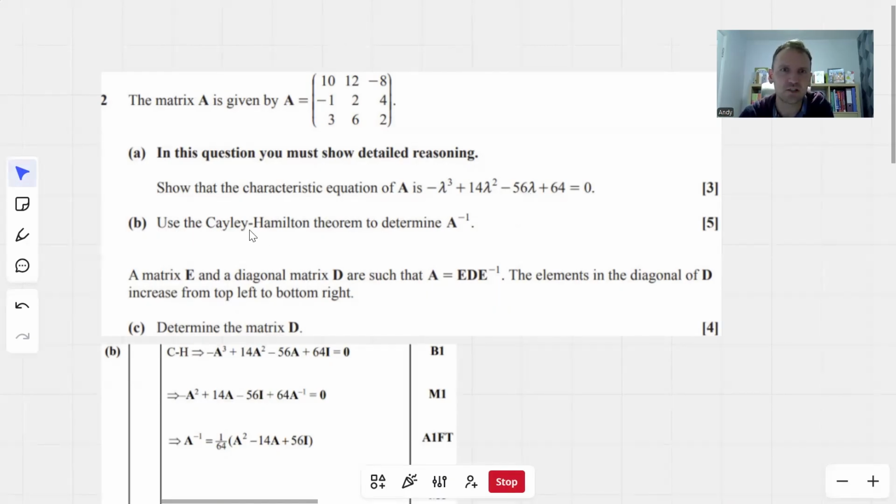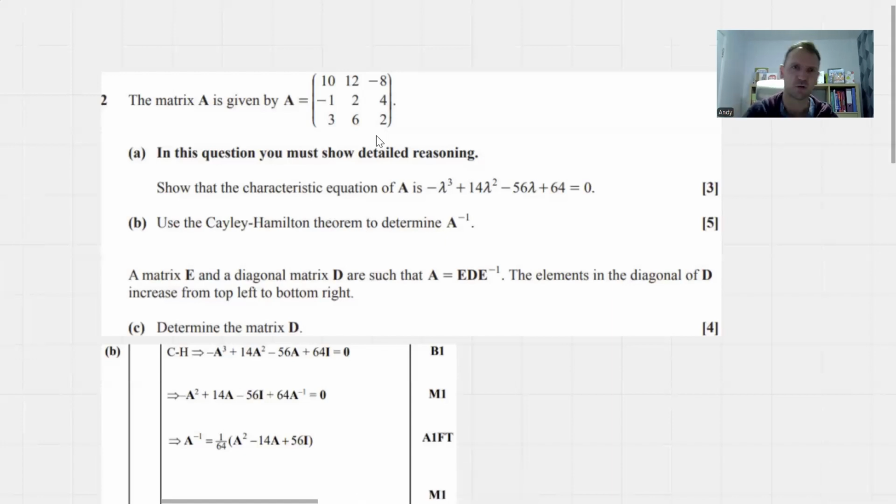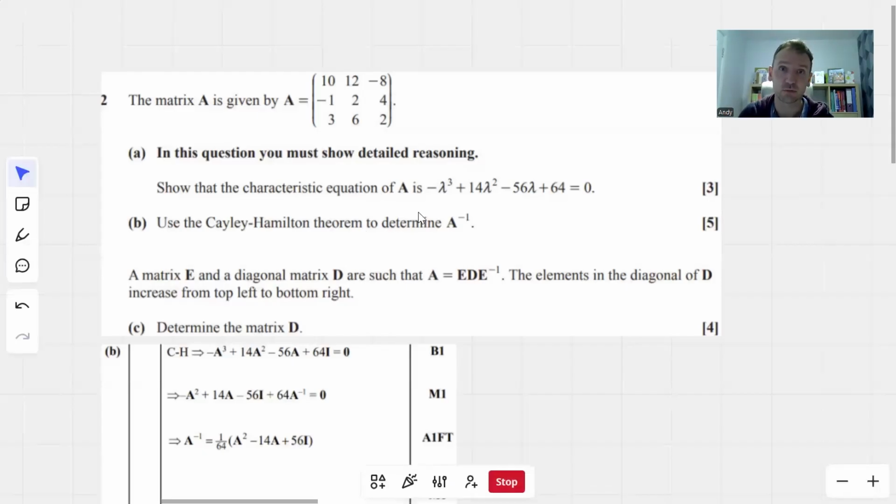In 2B, using the Cayley-Hamilton theorem to determine A inverse. Now, it's important to use the word determine here because obviously you can just get A inverse from your calculator, but I wouldn't be using the Cayley-Hamilton theorem. So first thing here, what is the Cayley-Hamilton theorem? It's that when we replace lambda with our matrix, it satisfies its own characteristic equation here.